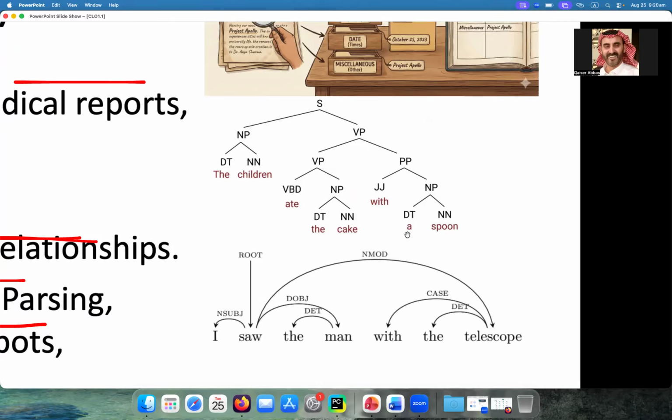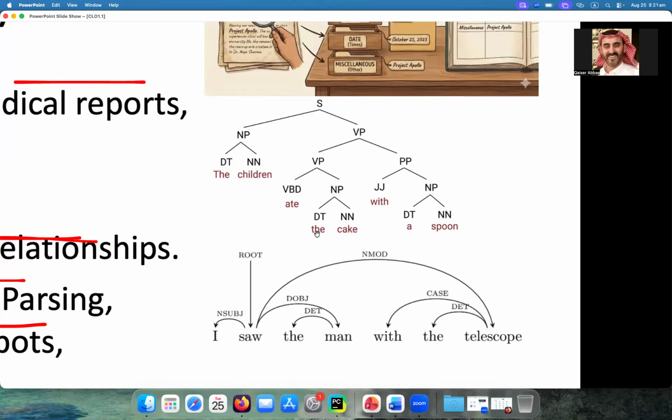But here, with a spoon. Now "with" is the main word, because a spoon we already handled. And this is the main word now. Due to this, it is making a preposition phrase, PP. This is the tag for it. This tag set will be given to you, and then you will see there what the tag for the preposition is, and then you will apply it.